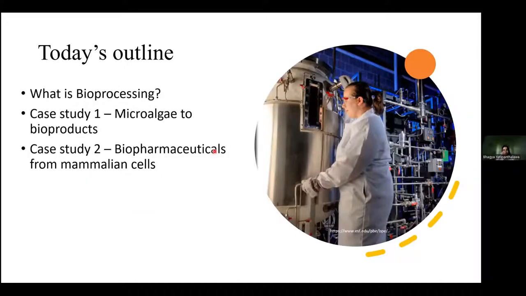For this purpose, I will first be discussing what a bioprocess is, and then we'll be using two case studies to elaborate on this. In the first case study, we will be looking at the production of bioproducts from microalgae. And then in the second one, we will touch upon biopharmaceutical production from mammalian cells.